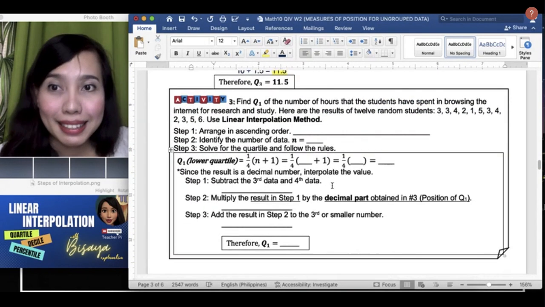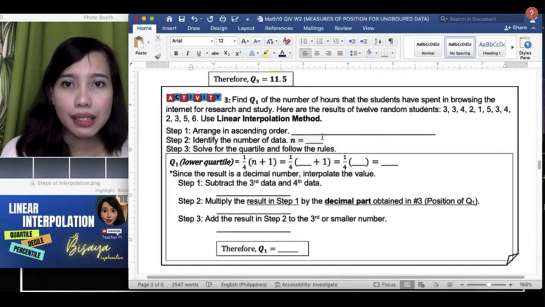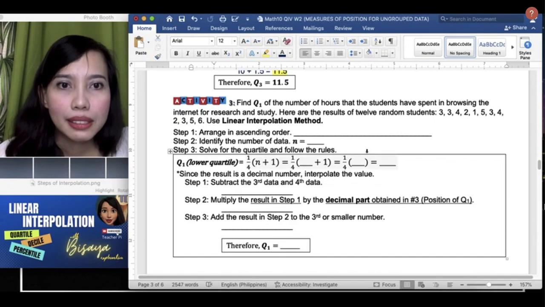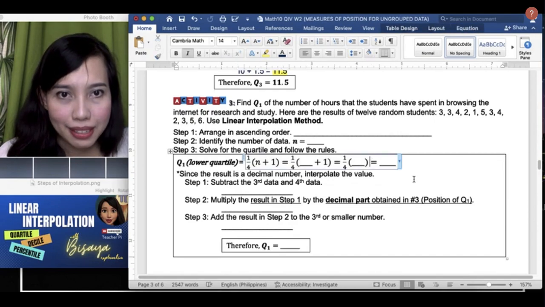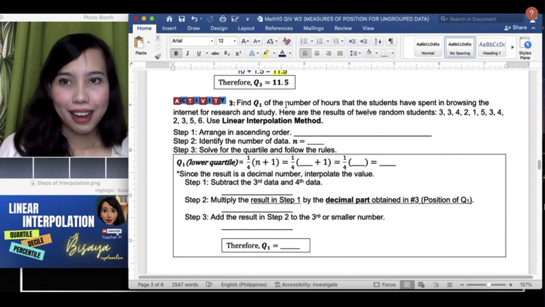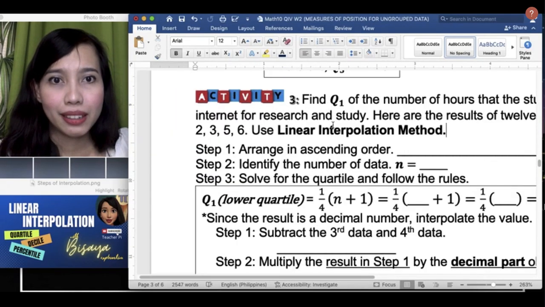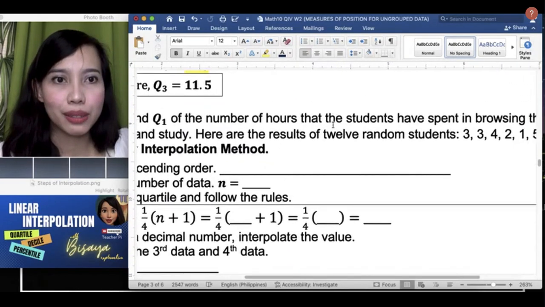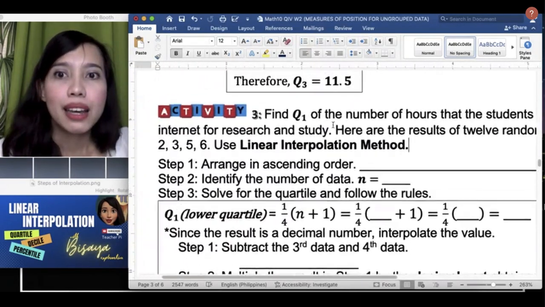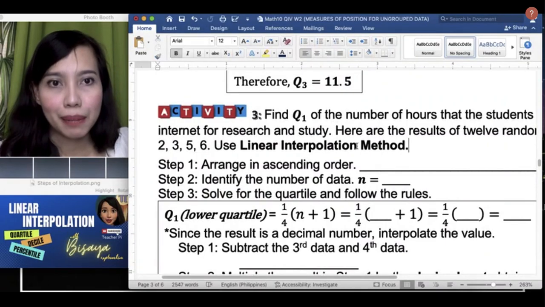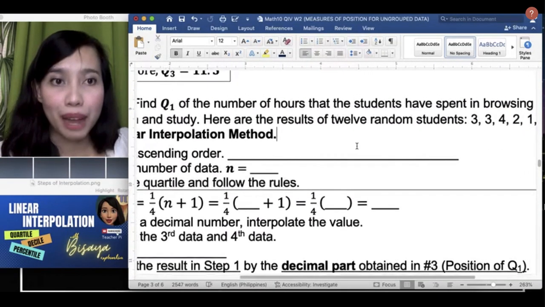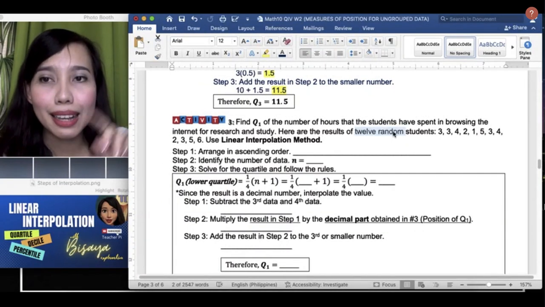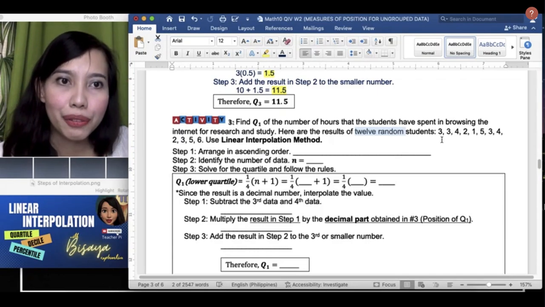Let's do this activity. Activity 3. Find Q sub 1, or the first quartile, the lower quartile of the number of hours that the students have spent in browsing the internet for research and study. Here are the results of 12 random students. Okay, na may given nga 12 random students, kabalo na ta nga atong n kay 12.